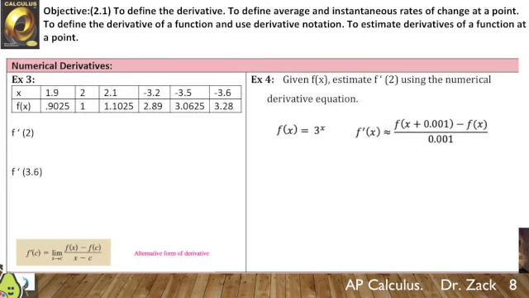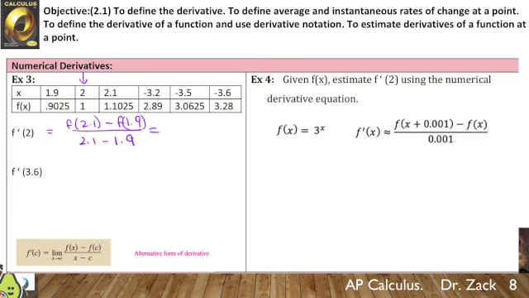And now the numerical derivative. So you're given data. We're looking for the derivative at 2. Now, when we find the derivative at 2 using the data, we want to choose a point that's one to the right and one to the left of our x value. So I want f at 2.1 minus f at 1.9 divided by 2.1 minus 1.9.